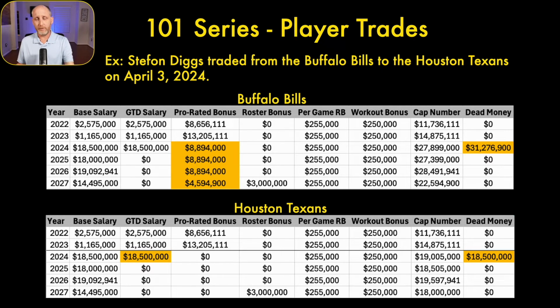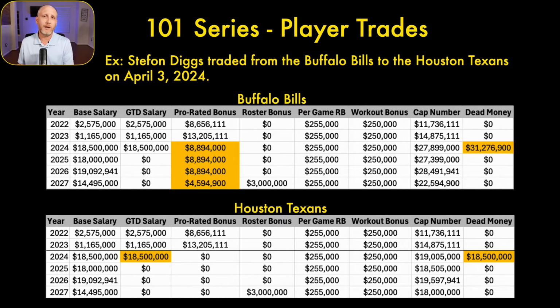Houston will take on that guaranteed salary of $18.5 million, including the per game roster bonus for that season and all the future years following it. You see the base salaries in each year following that, plus the roster bonus in 2027, and including the workout bonuses, because they have not gone through off-season organized team activities, also known as OTAs. So the workout bonus hasn't been paid either. So that will transfer over to the Houston Texans.